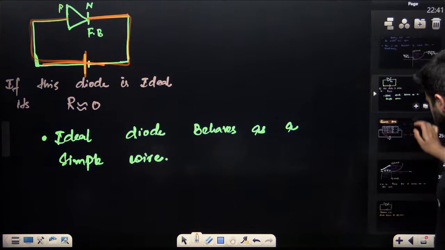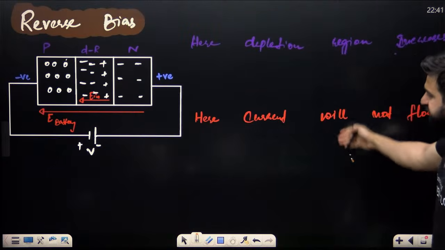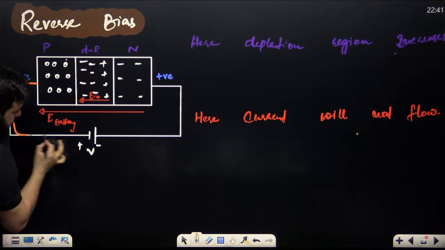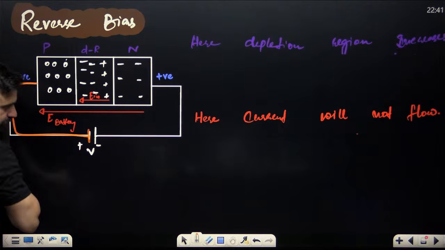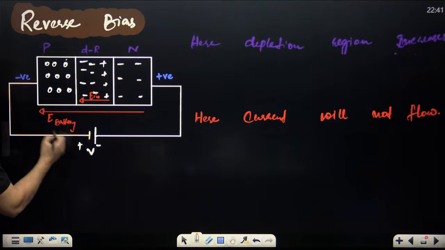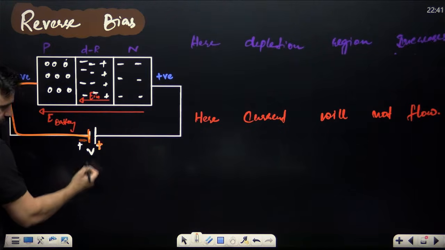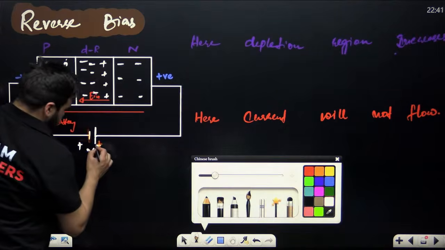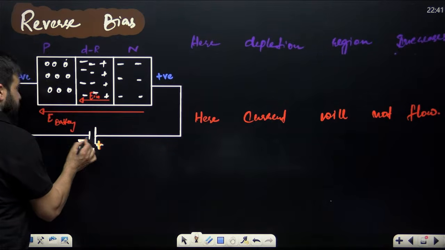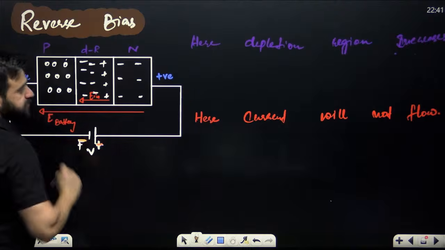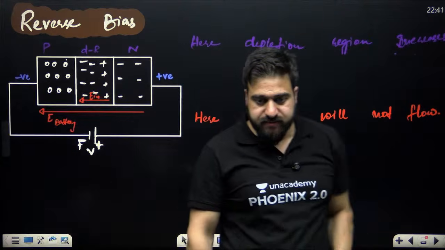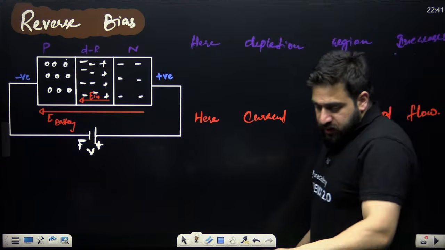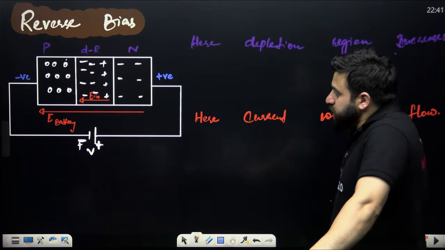Okay. Now, one more important thing. When it comes to the reverse bias, it simply means that the negative terminal is connected to the N side and the positive terminal is connected to the P side. Okay, this is positive and this is negative. This is what we call the reverse bias. Is that clear, boys and girls? This is what we call the reverse bias.